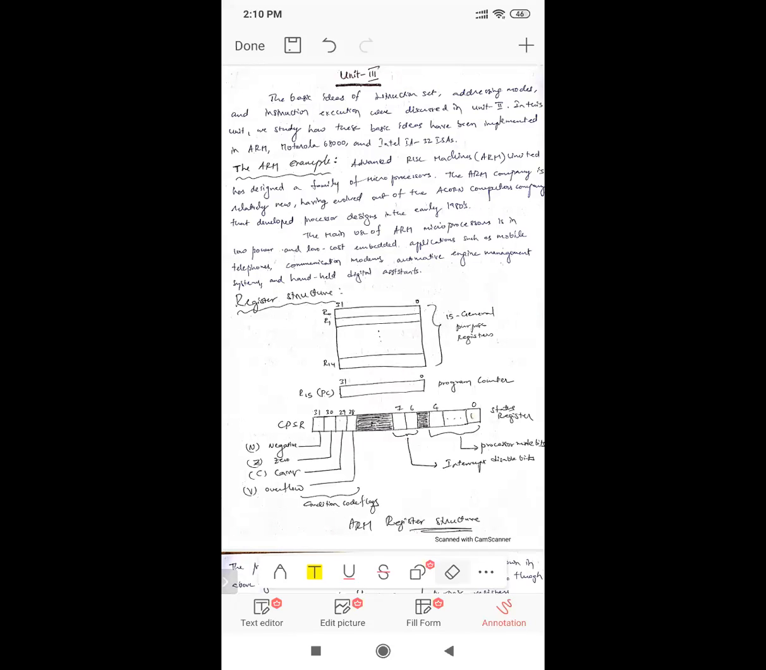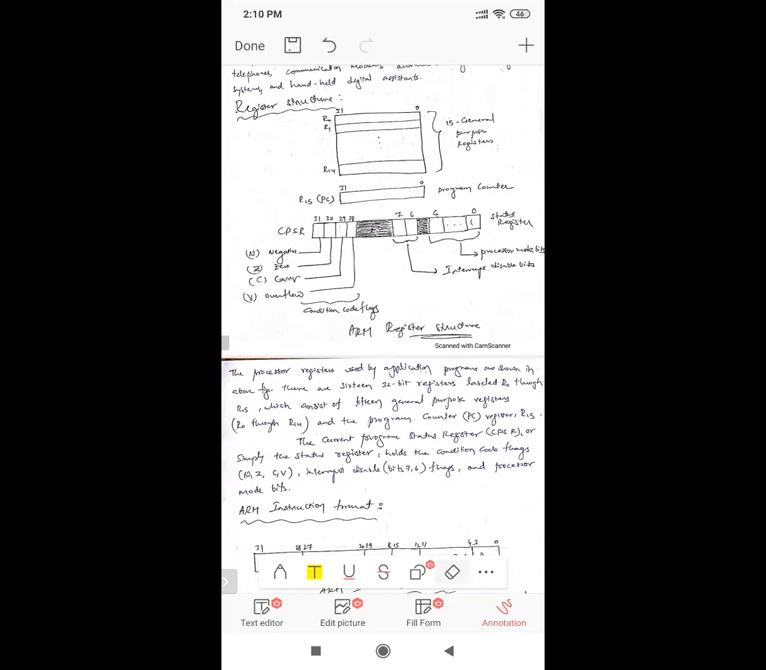Advanced RISC Machine processor is relatively low power and low cost, for embedded applications. The register structure was already discussed. It consists of 16 registers, R0 to R15. The first 15, R0 to R14, are used as general purpose registers, and the last register, R15, is used as the program counter. The program counter register stores the address of the instruction which is currently executed by the processor.